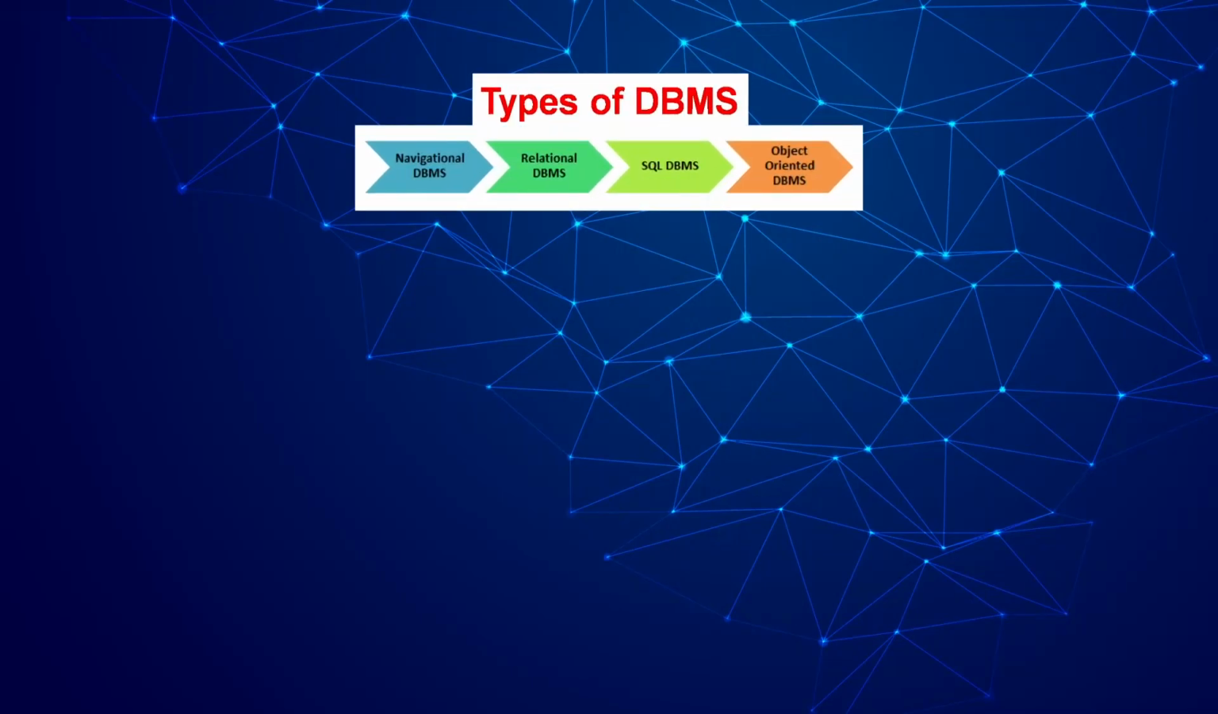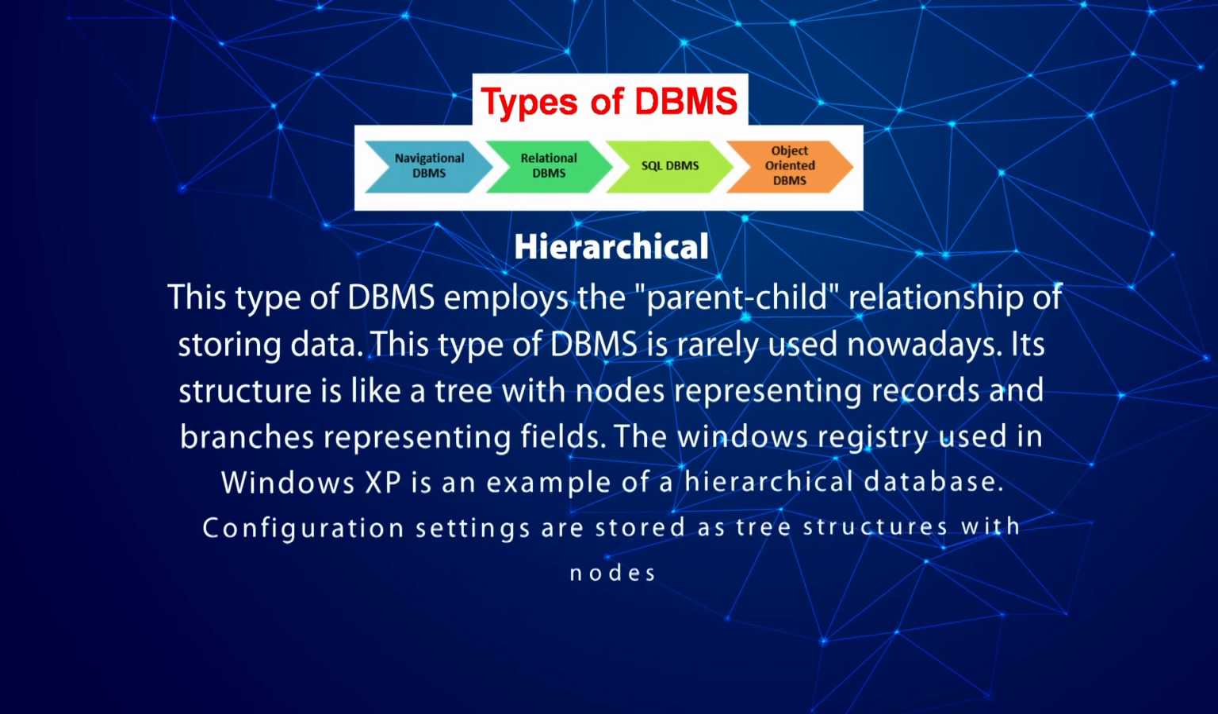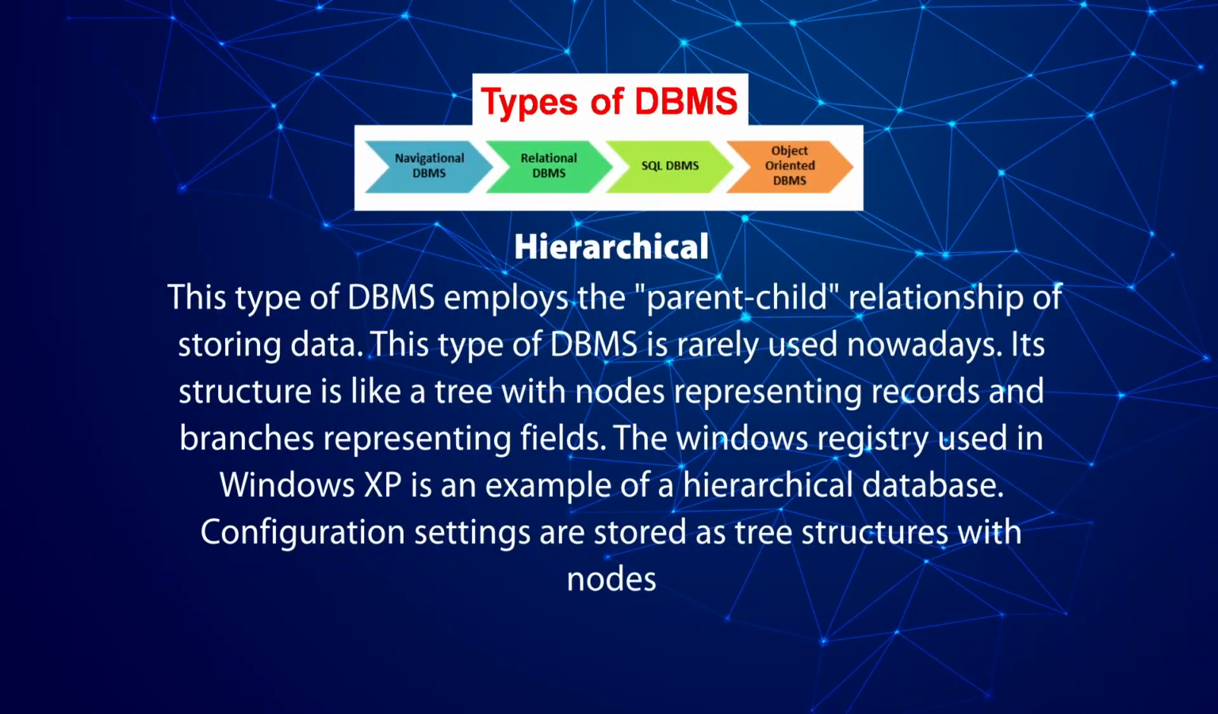So the types of database management system are navigational database, relational database, SQL based DBMS, and object oriented DBMS. If we talk about hierarchical, we have seen that this type of DBMS employs the parent child relationship of storing data, and structures it like a tree, where nodes represent configuration and settings stored as a tree structure. The manner in which the tree works and collects data, in the same manner this also works.